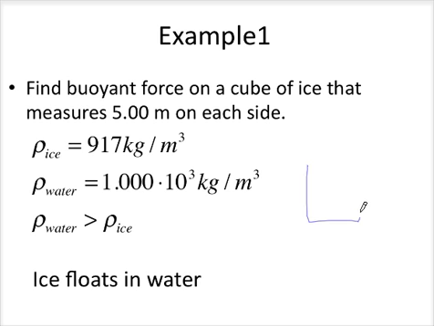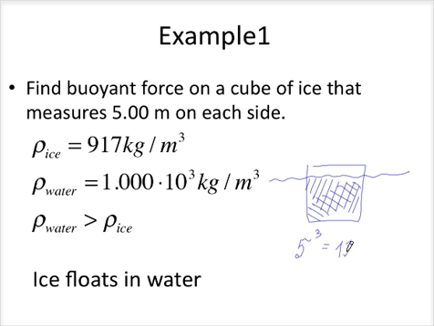So here comes your iceberg. Most of the volume of ice is going to be inside water. By the way, what volume are we talking about? If this is a cube and it's 5 meters on each side, it's going to be 5 cubed, which is 125 meters cubed.